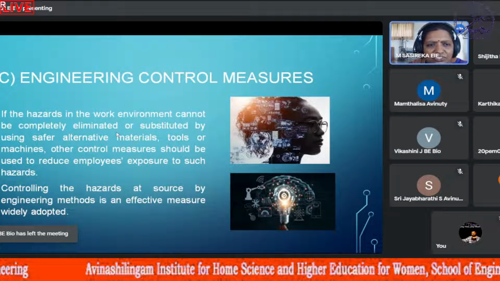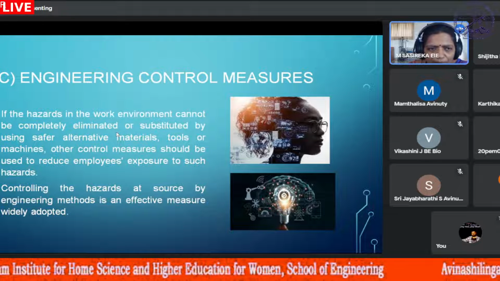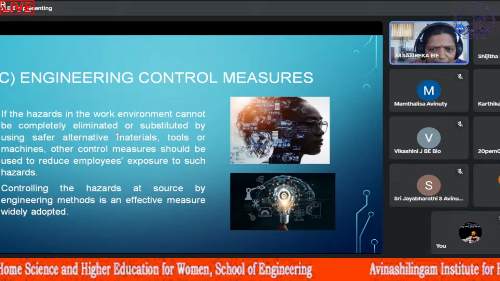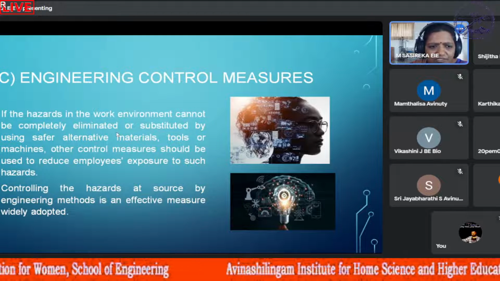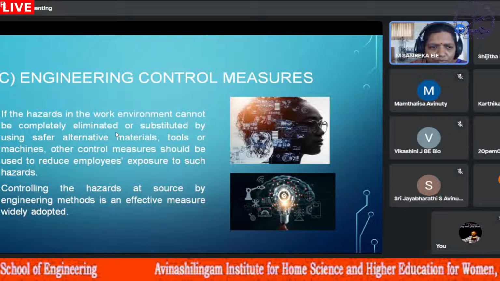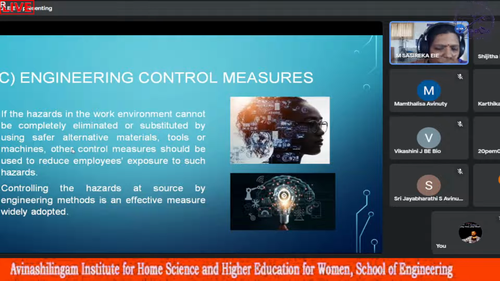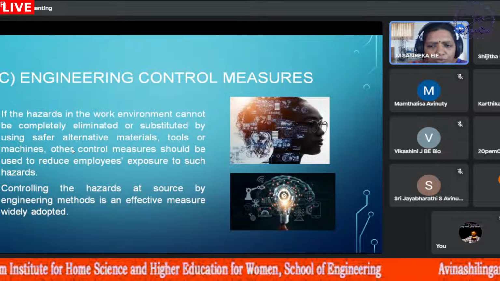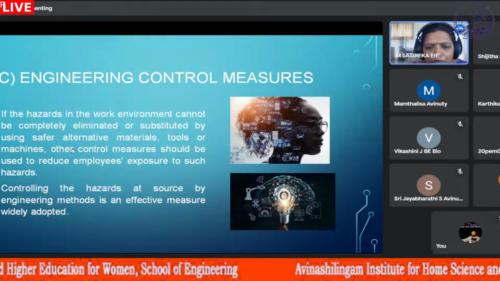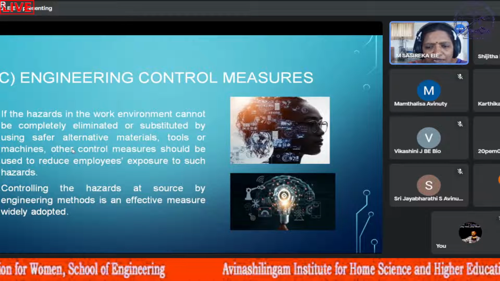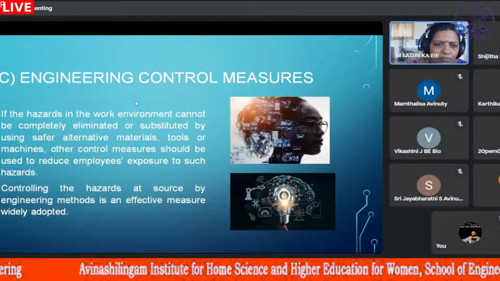So the third one is the engineering control measures. First we have seen elimination, then substitution, and third is the engineering control measures. In engineering control measures, you can devise or invent any device that will do the function, like how we have invented the washing machine and the grinder. In that way, you can go for any other devices that will do the work for our body.